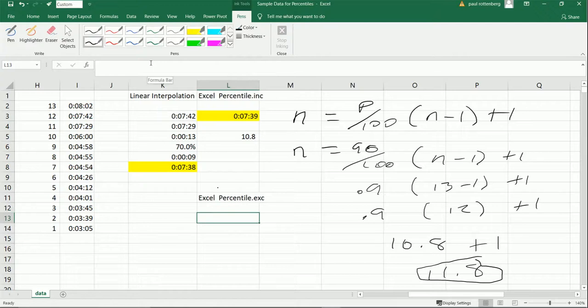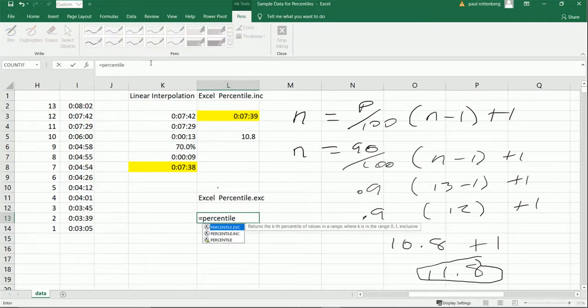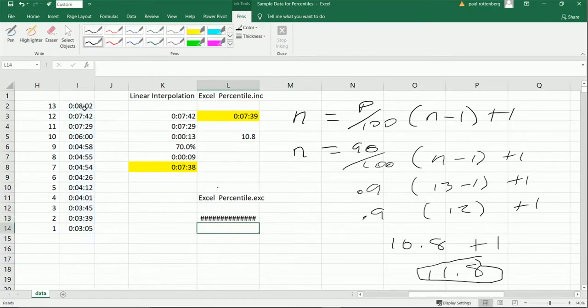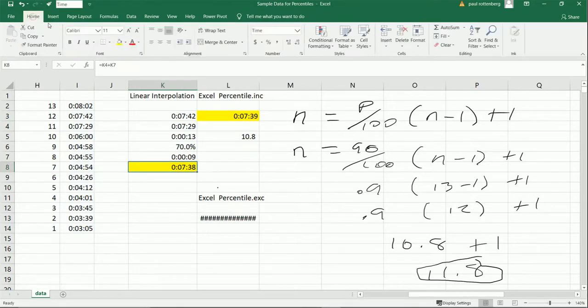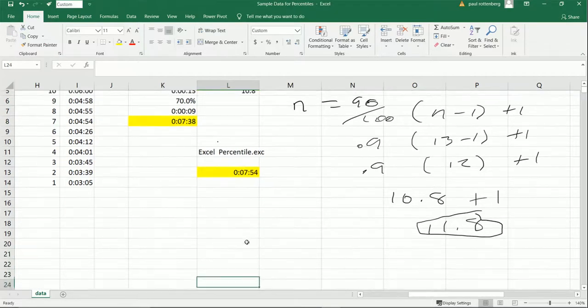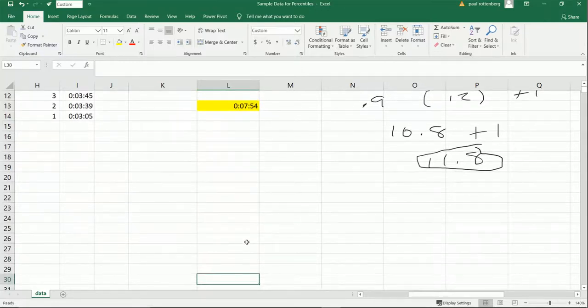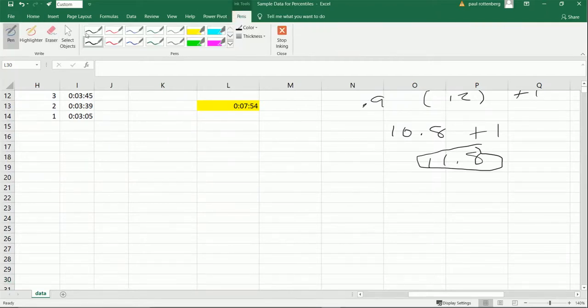So if I were to say equal sign percentile.exc, left parentheses, and I block this array of values and comma 0.9 for the 90th percentile, and I hit enter, then let's see what kind of an answer we get. 754. Okay, so now why is that? Well, let's take a look at how the percentile.exc formula works.